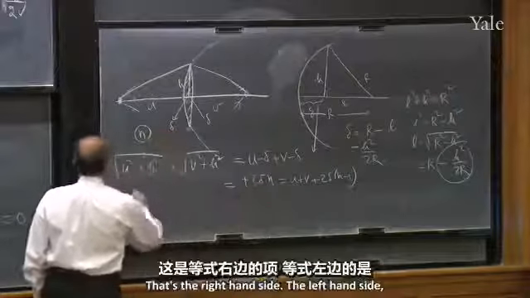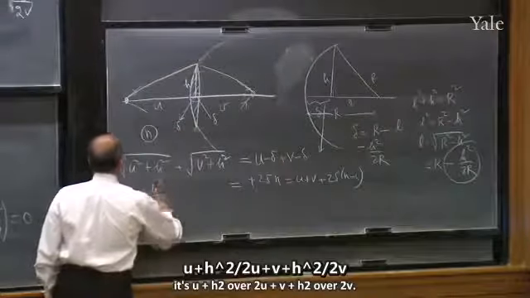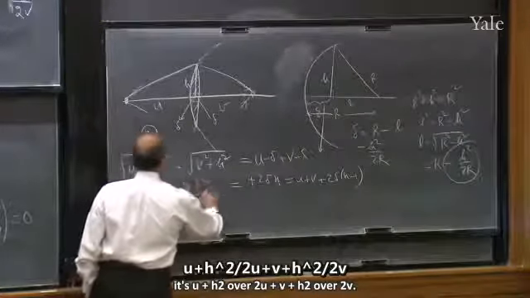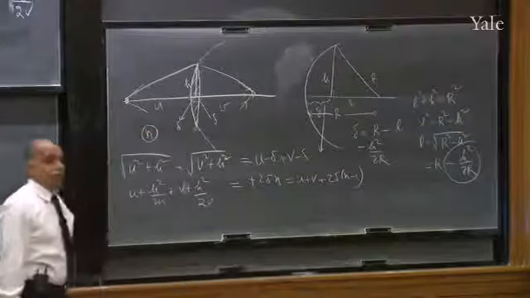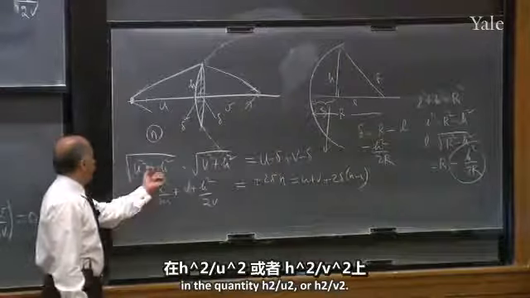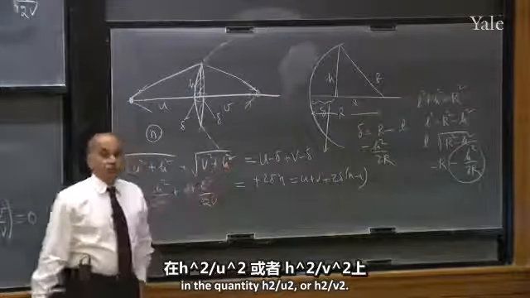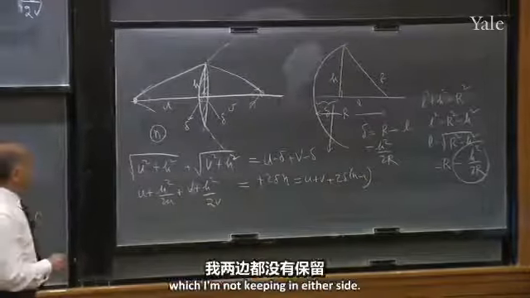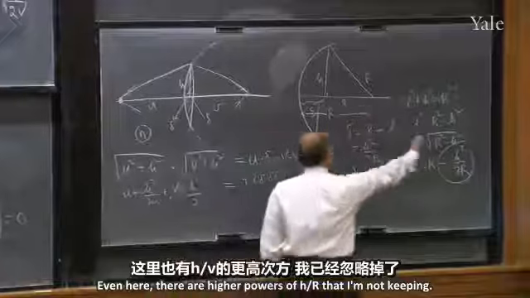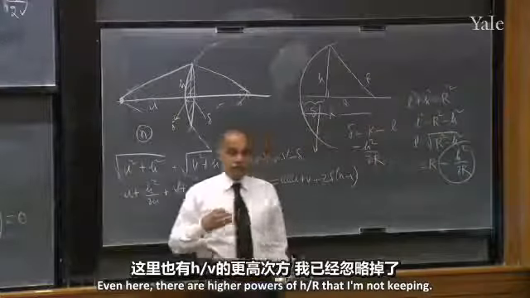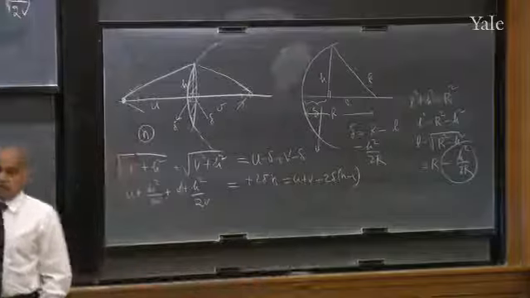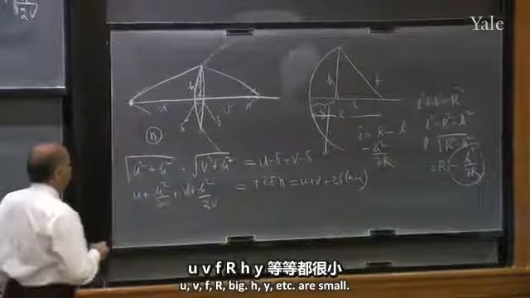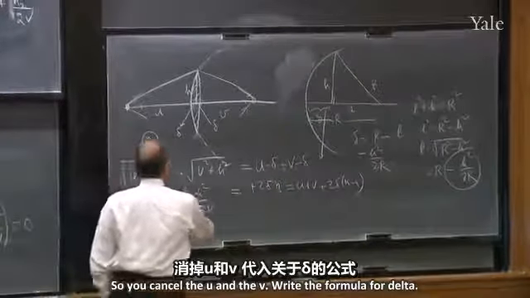That's the right-hand side. On the left-hand side, it's u plus h squared over 2u plus v plus h squared over 2v. Again, this is the same approximation, in the quantity h squared over u squared or h squared over v squared. There are higher powers of h over v, which I'm not keeping on either side. And even here, there are higher powers of h over r that I'm not keeping. So get used to the notion: u, v, f are big; h, y, etc. are small. So you cancel the u and the v.